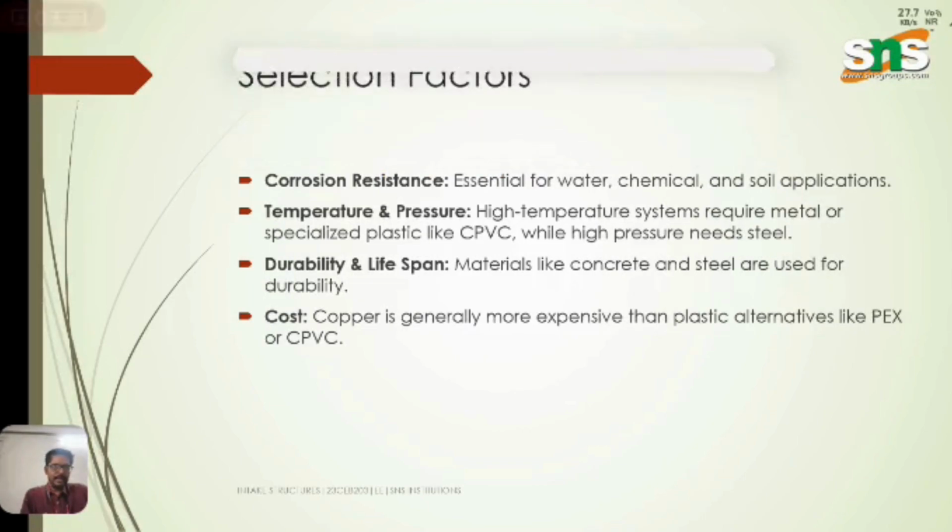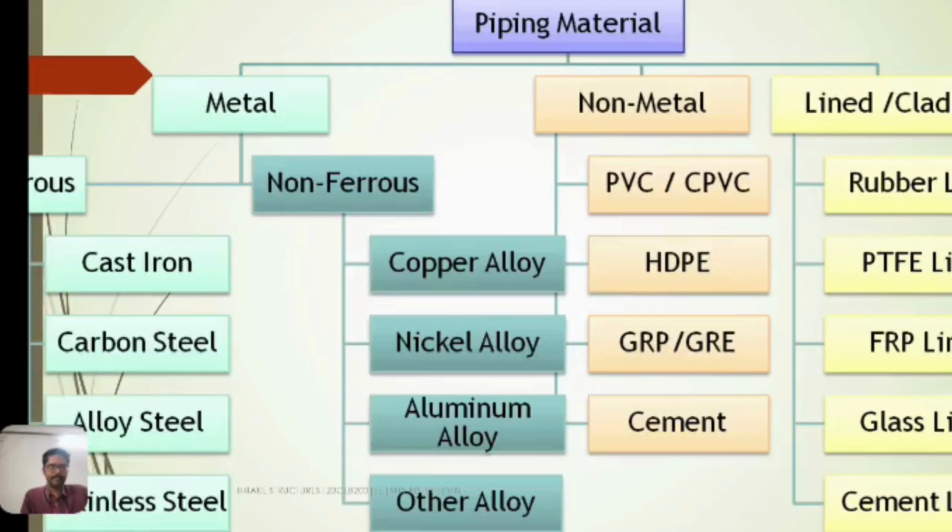Selection factors: corrosion resistance, temperature and pressure, durability, lifespan, and cost. Corrosion resistance is essential for water, chemicals, and soil applications. Temperature and pressure: high temperatures and pressures require metal or specialized plastic. Durability: materials like concrete and steel are used for durability. Cost: copper is generally more expensive than plastics like PVC and CPVC.